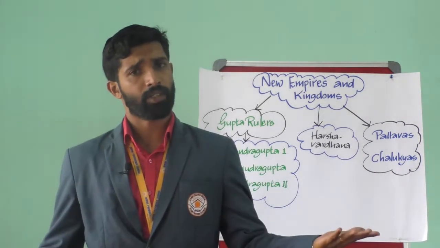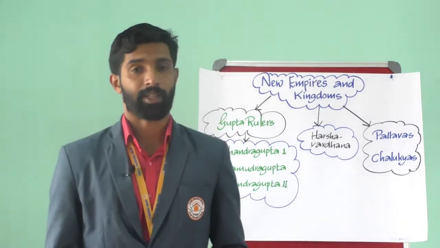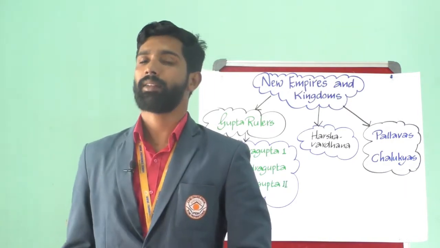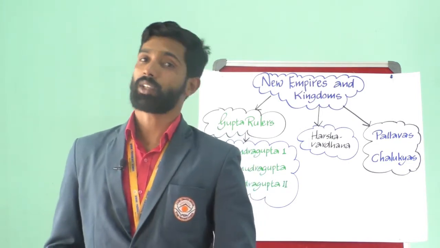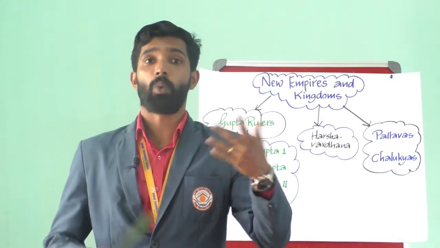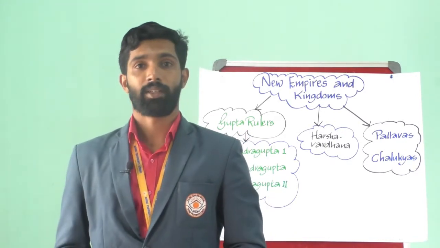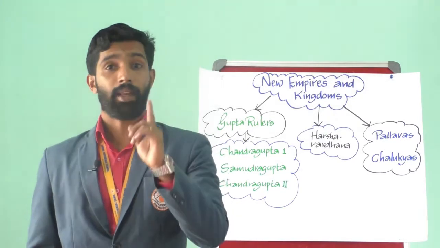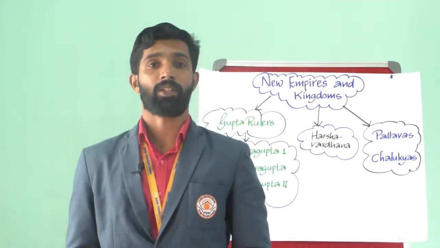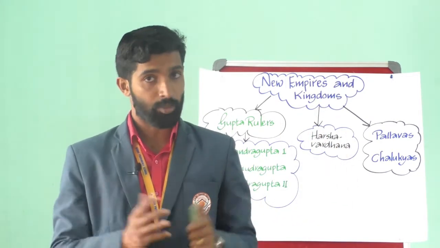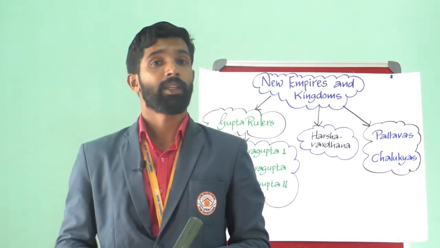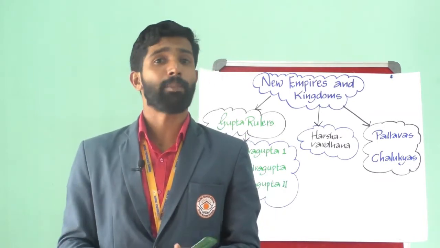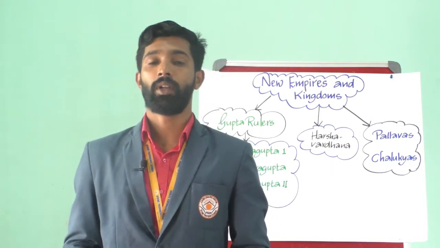And what happened after the Guptas? Remember kids, the later Gupta rulers were weak, so the Gupta Empire disintegrated. Chandragupta II was succeeded by Kumaragupta, who in turn was succeeded by Skandagupta. Skandagupta was successful in controlling the attacks of the Hunas, a barbaric nomadic tribe of Central Asia. However, the later Gupta rulers were weak, so gradually the provinces under the Guptas became independent and some went under the control of the Hunas.